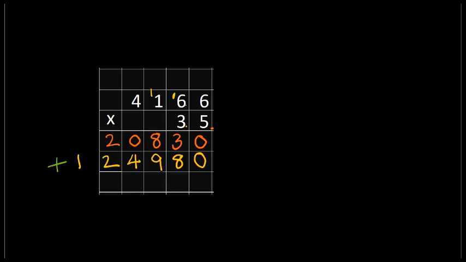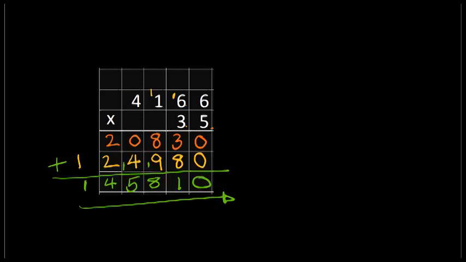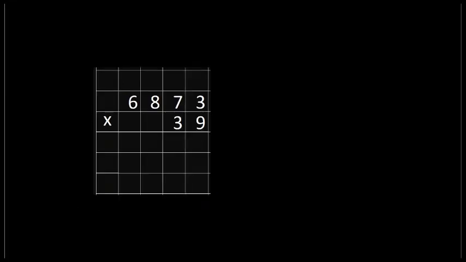Next step is to add. So 0 plus 0 is 0. 3 plus 8 is 11. 1, carry 1. 9 plus 1 is 10. Plus 8 is 18. 8, carry the 10. 4 plus 1 is 5. 2 plus 2 is 4. And 1. And that's your final answer. Next slide.